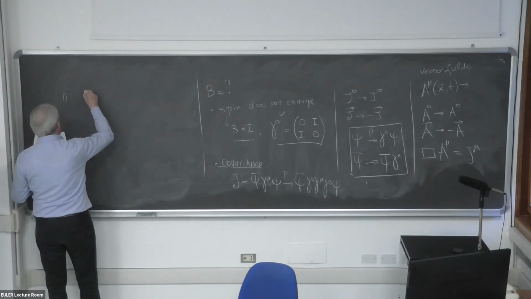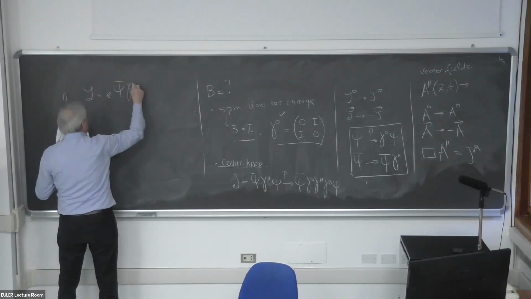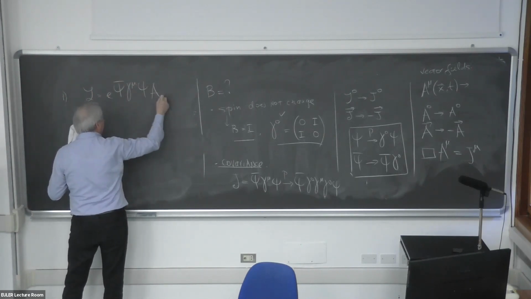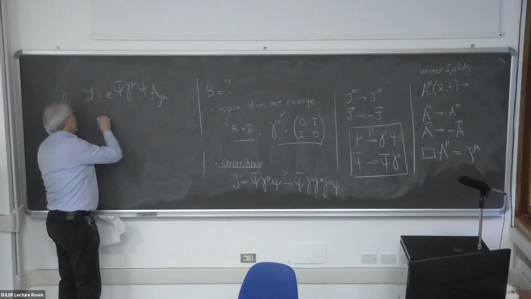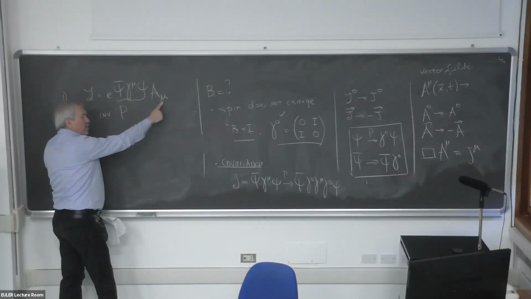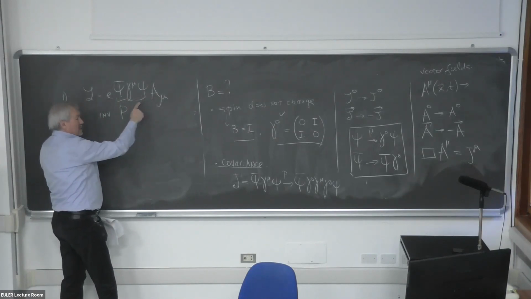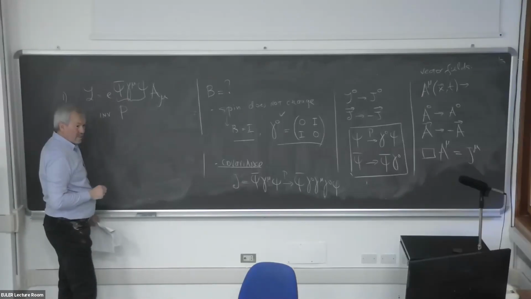Then in the case of electromagnetic interaction, the Lagrangian is charge, psi bar, gamma mu psi, A mu. And clearly this is invariant under P transformations. This is because the 0 component of the current and the 0 component of the field do not change. The vectorial components both change sign, both the current and the field A mu. And therefore you have the product of two minus 1 factors, and therefore this is not transformed.